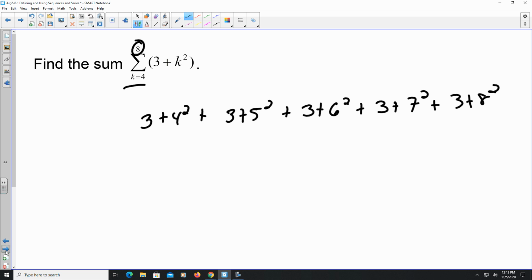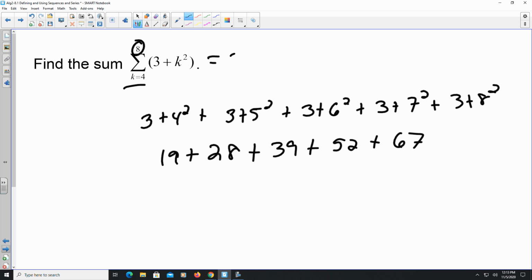So looking at the first value, I get what? 16 plus 3 is 19, so that's 19. 25 plus 3 is what? 28. 36 plus 3 is 39. 49 plus 3 is 52. 64 plus 3 is 67. So I just add them together. 19 plus 28 plus 39 plus 52 plus 67, and we get a sum of 205.